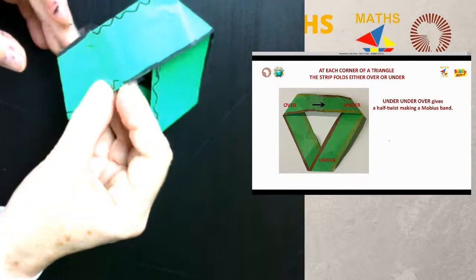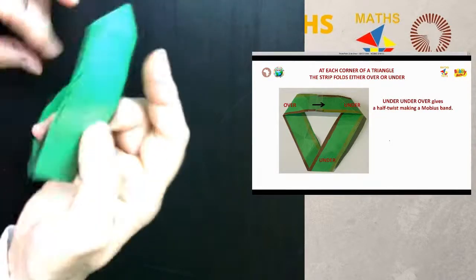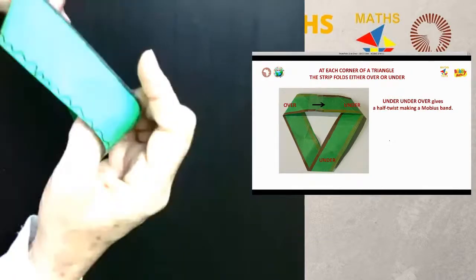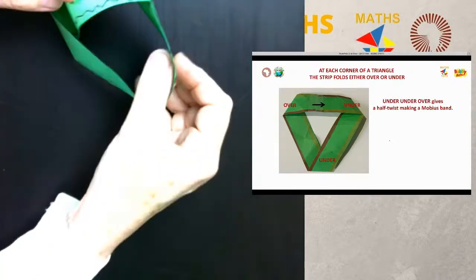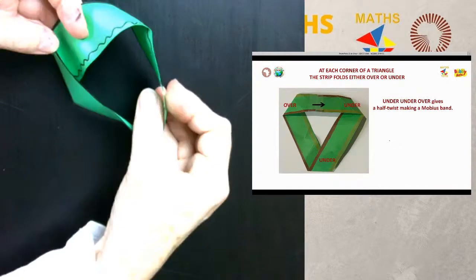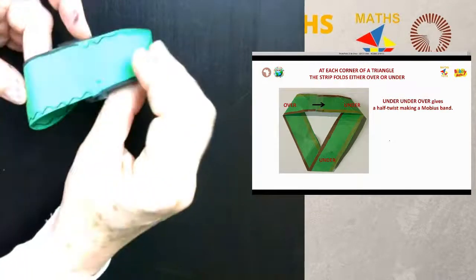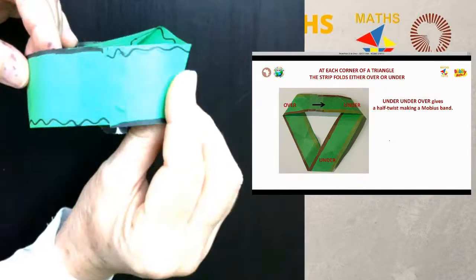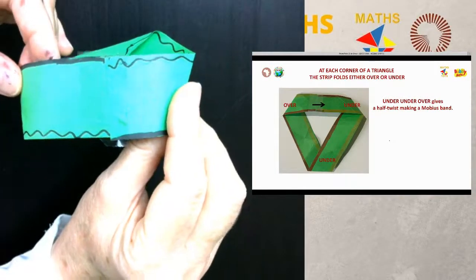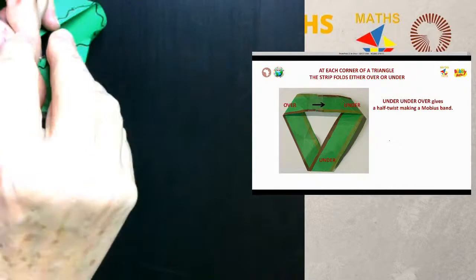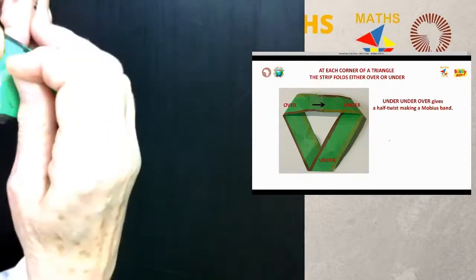And now you've got a Mobius band. Let's see. Oh my goodness. Look at that. Well, it's got a half twist in it. And you can see that it's a half twist because Caroline had marked one edge with a wiggly line and the other edge with a hard line. And the half twist joins the wiggly line to the hard line.